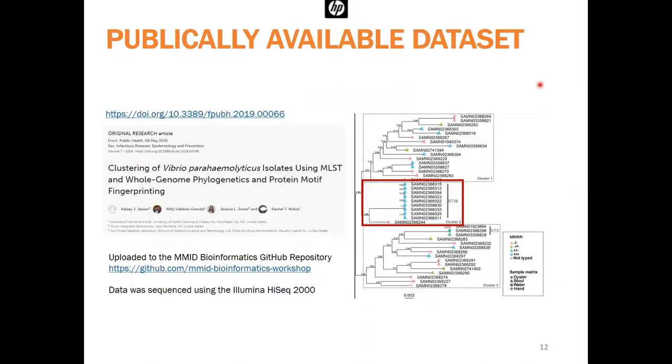Okay, so just to touch on the data set that we're going to be using today. It comes from a paper that was published in Frontiers in Public Health. The data sets are Vibrio parahaemolyticus. I didn't really choose it for any rhyme or reason. It was just a nice data set. Most of them are coming from this cluster in particular. So I've uploaded two of these samples to the GitHub, which we are currently downloading.